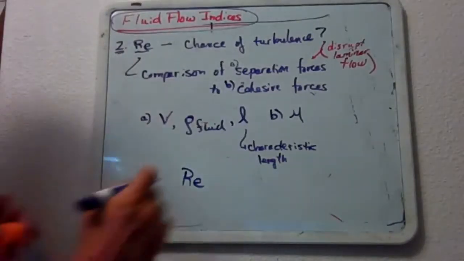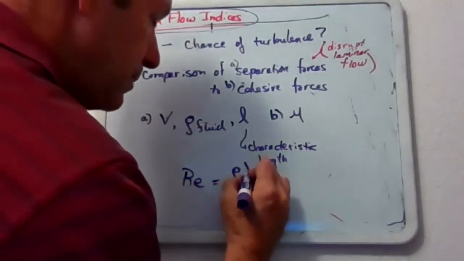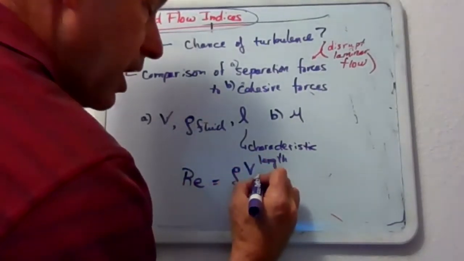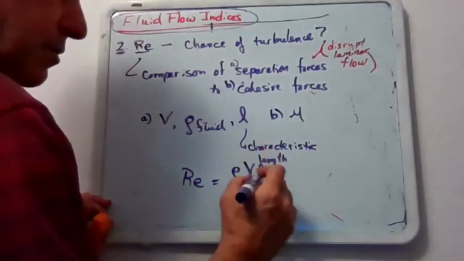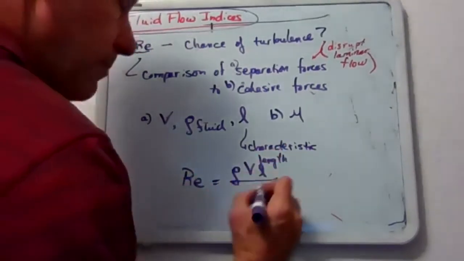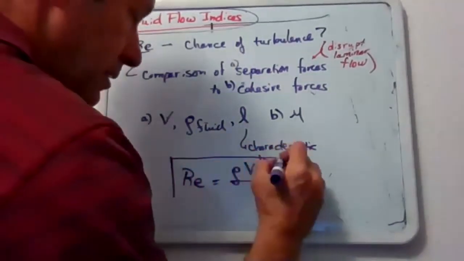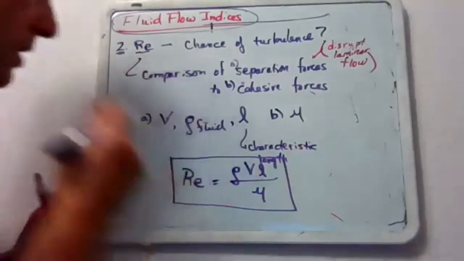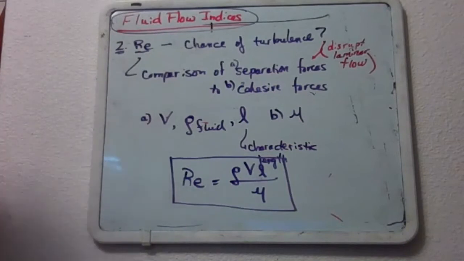Your book does it as you take the density of the fluid, you take the speed of the fluid relative to the object, you take the characteristic length for the particular situation, and then you divide by the viscosity. This is actually, if I had to give you a top 5 equations in fluids, that's on the list. That's top 5, the Reynolds number.